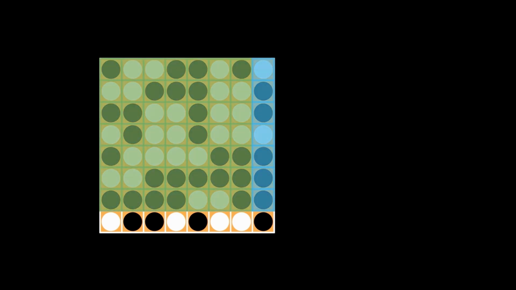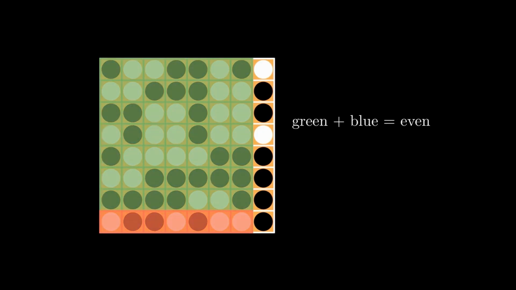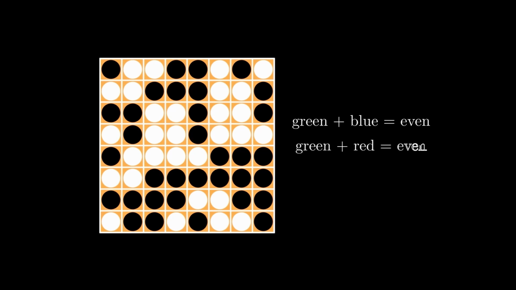Let's prove it. Consider the green and blue regions. They form the first 7 rows of the grid, and each of these rows contains an even number of white marbles. Therefore, the total number of white marbles in these 2 regions is even. Similarly, consider the green and red regions. The total number of white marbles in these 2 regions is also even.